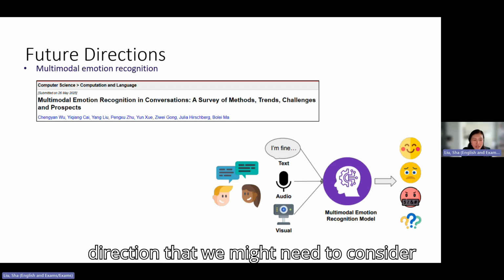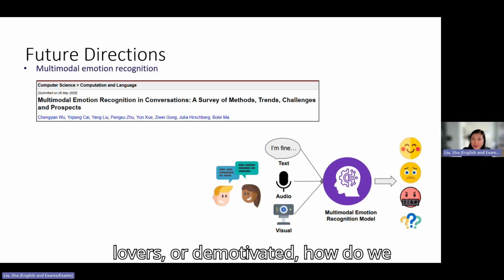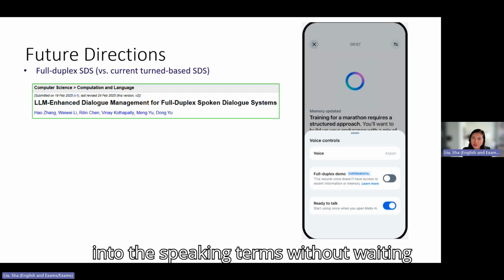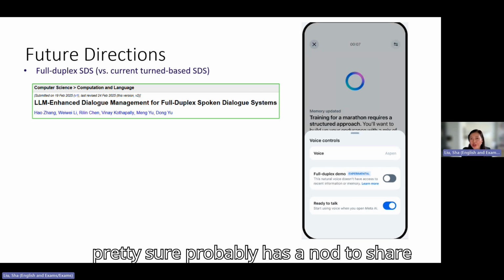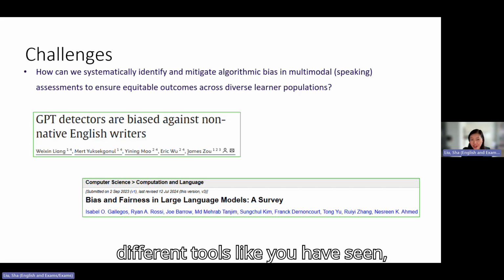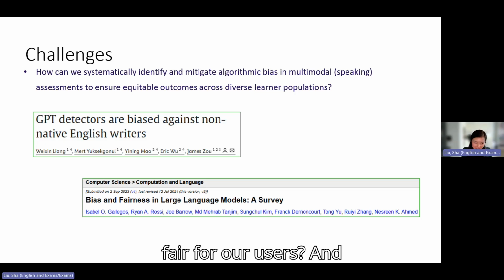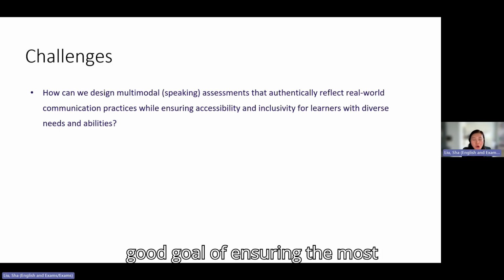The first direction that we might need to consider is when we introduce facial recognition AI tools, which can actually see whether we are happy, nervous, or demotivated: how do we ensure the speaking constructs? And when we introduce tools which can jump into the speaking turns without waiting for us human beings to finish our own sentence, how do we accommodate that? I'm pretty sure Parvaneh has a lot to share with you later. And then we are looking at the bias patterns of the different tools, like you have seen, ChatGPT, Gemini, etc. How do we address the patterns in order to make it fair for our users? And last but not least, how do we ensure a good balance between the goal of ensuring the most authentic, fair multimodal speaking assessment and the costs of using such tools?